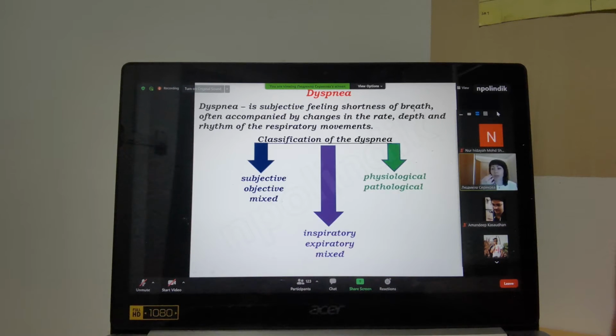That is subjective, just from the patient's words. The patient feels difficulty in breathing, but the doctor doesn't see any changes in the rate, depth, or rhythm of respiration, nothing. As an example, it may be hysteria. The patient feels it, but you cannot see anything.